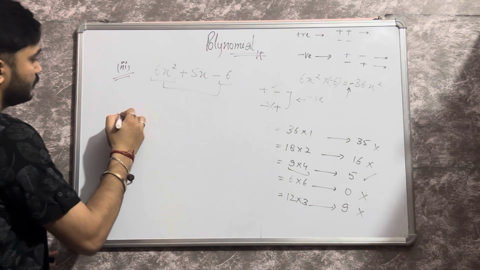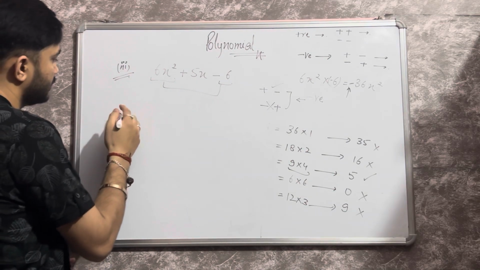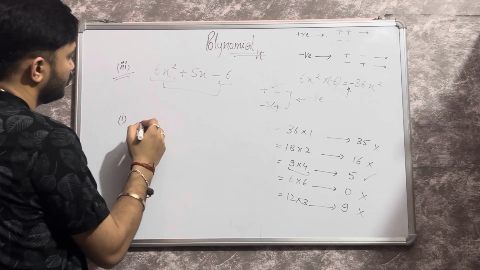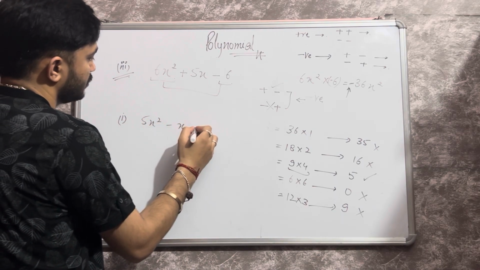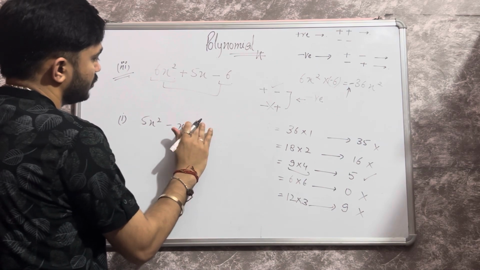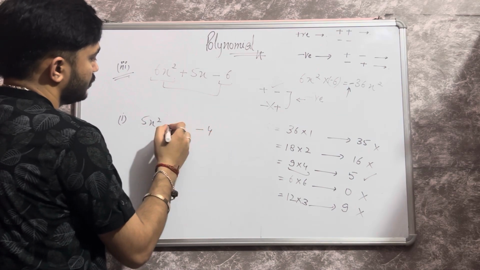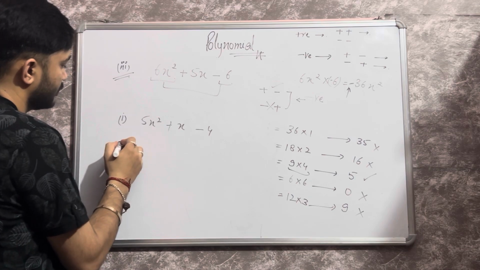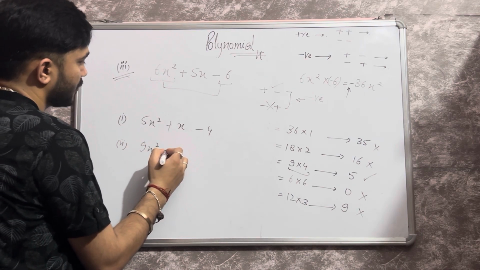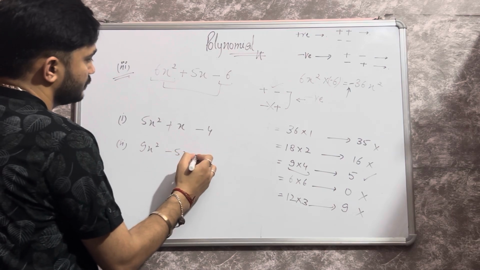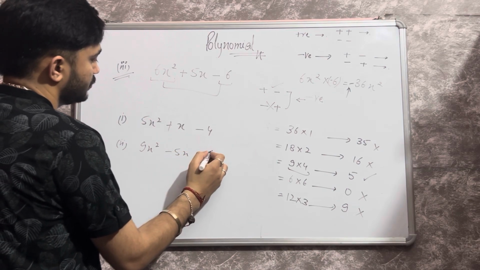You can solve some extra questions based on this as homework. So the questions are 5x square minus x plus minus 4. Let it be plus x. Second will be 9x square minus 5x minus 4.